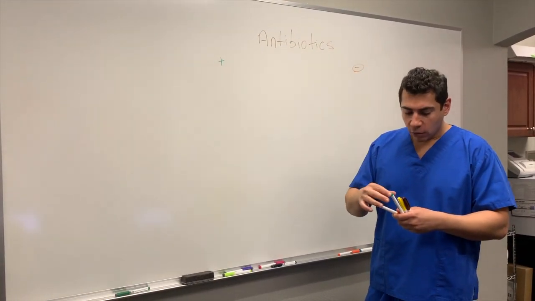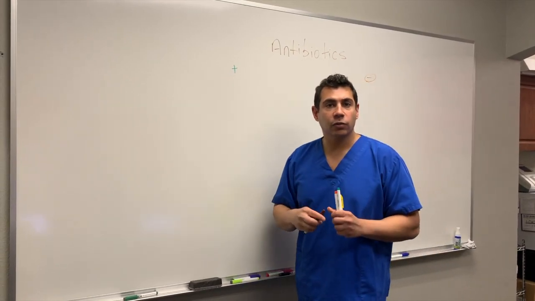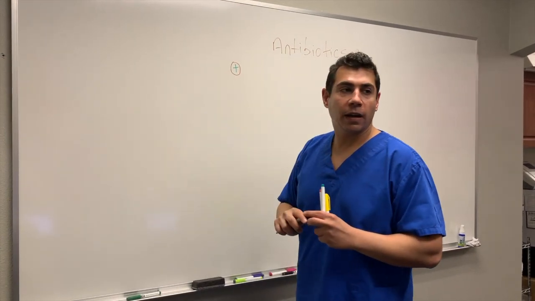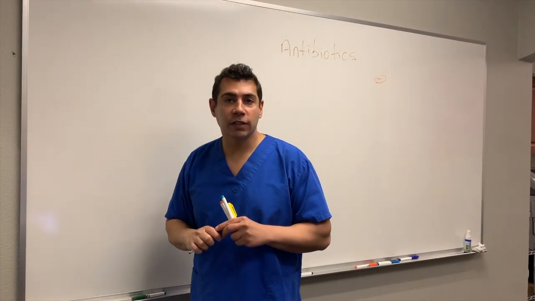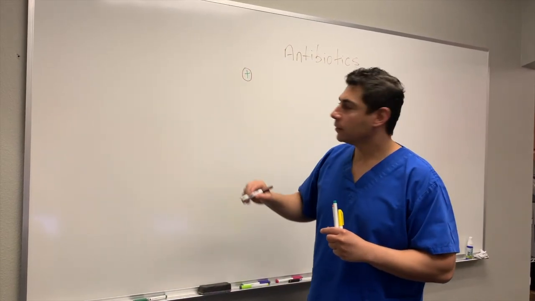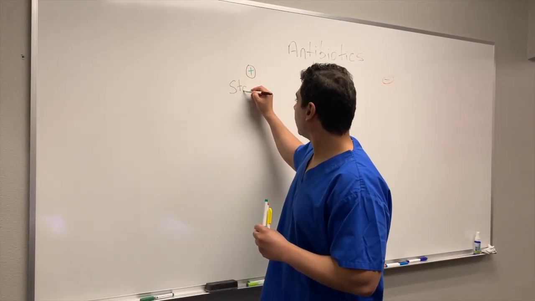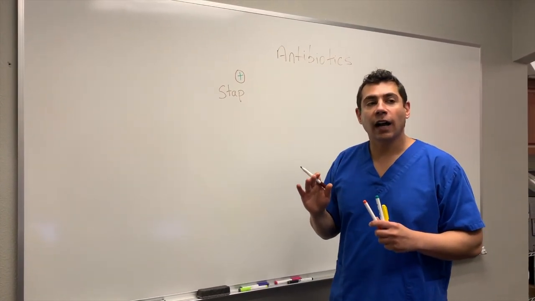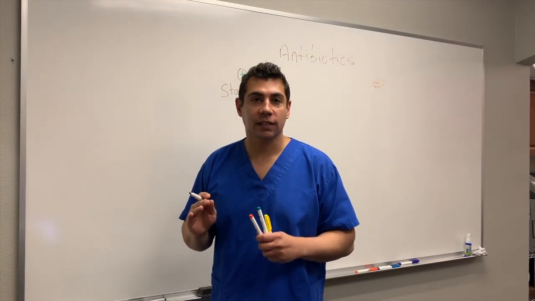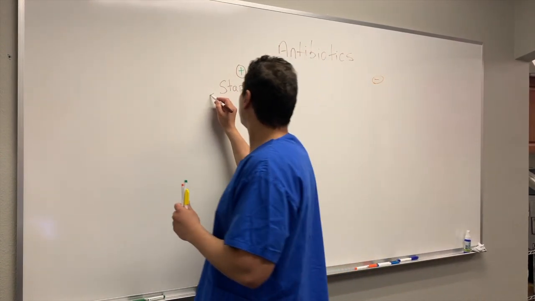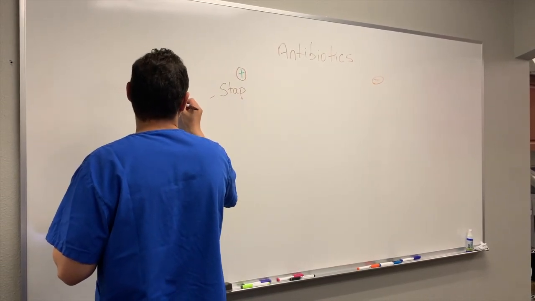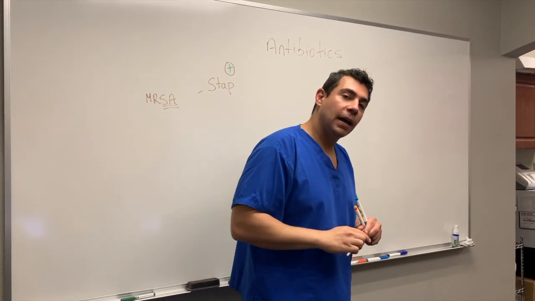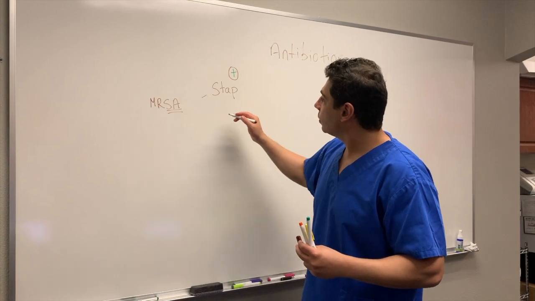For gram positive, I'm going to ask my students, what is the one gram positive cocci that we are really worried about in the hospital setting, that we're getting a lot of resistance to? Staph. Correct, staph. But not just staph, a very potent staph that is becoming resistant. What's that one called? MRSA. MRSA stands for Methicillin-Resistant Staph Aureus.